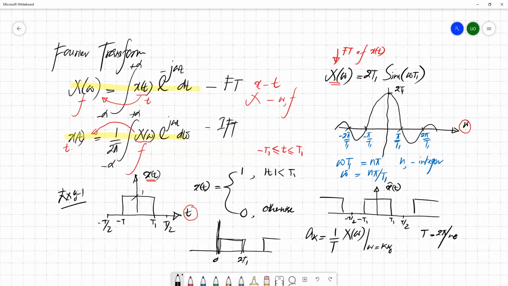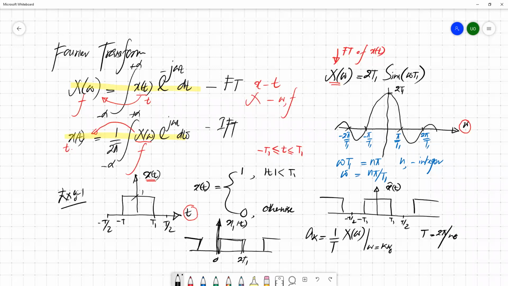So now we have x1(t). Looking at this x1(t), we know that it's a shifted version of x tilde(t). So you cannot directly write the Fourier series coefficients of x1(t). You need to build a relationship between x1(t) and x tilde(t).